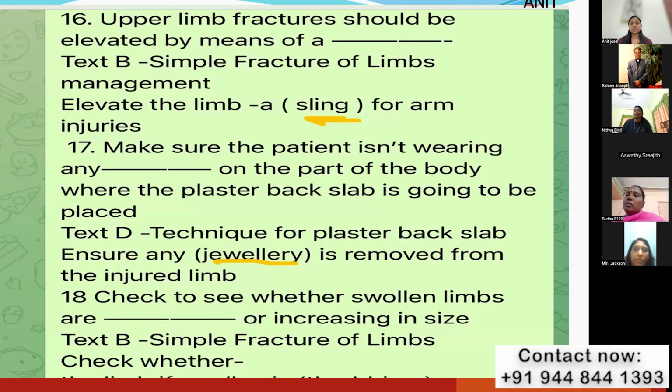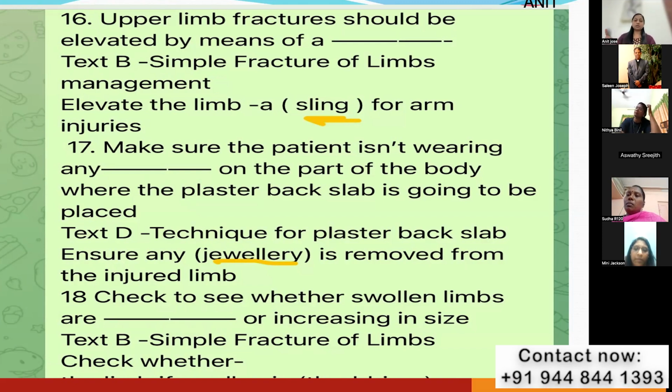Here the synonymous language is being used, and injuries means arm injuries means arm fracture. So here the answer is sling. Upper limb fractures should be elevated by means of a sling. It comes from text D and the answer is sling.